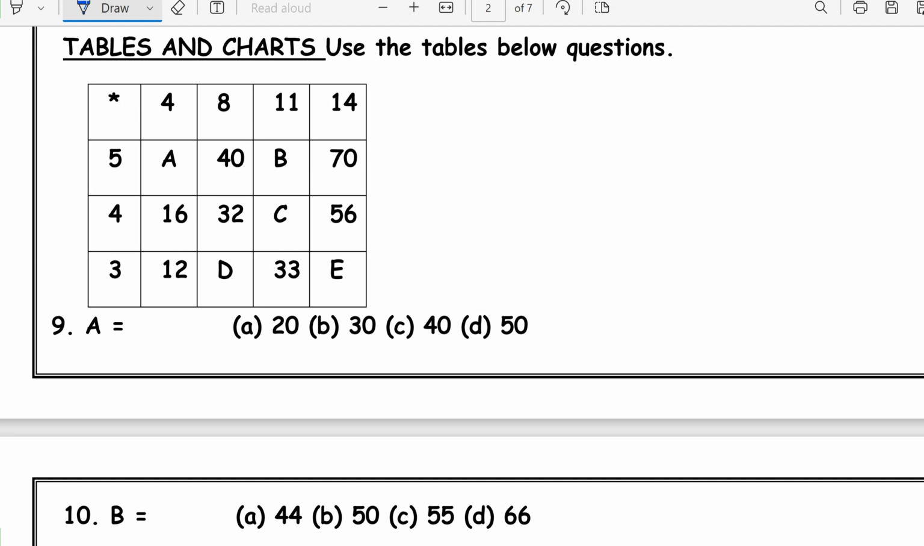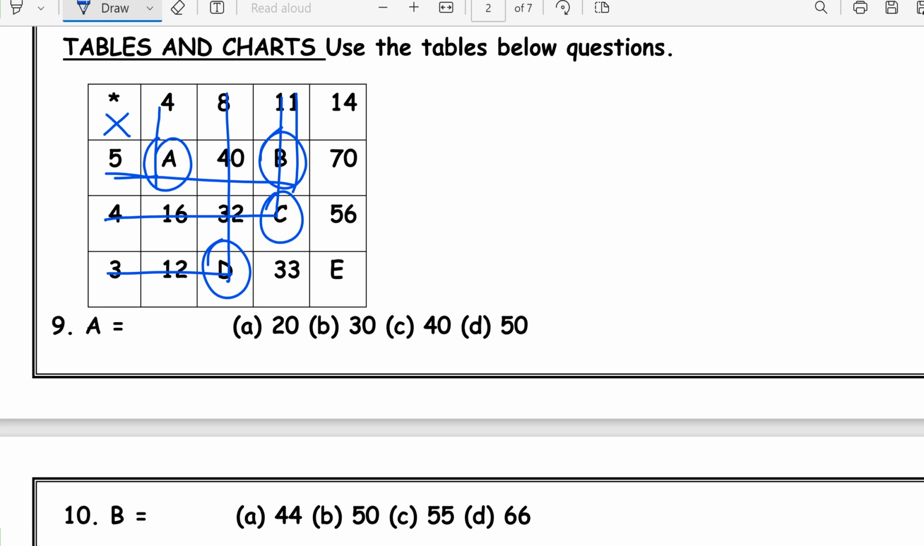Now for this question, I'm only going to answer number 9 and number 10, and I'll allow you to do the other ones, C, D, and E. If you look at this, star means times. So you do 5 times 4 to give you A. Then you do 5 times 11 to give you B. Then you do 4 times 11 to give you C. And you do 3 times 8 to give you D. I'll allow you to do this E yourself.